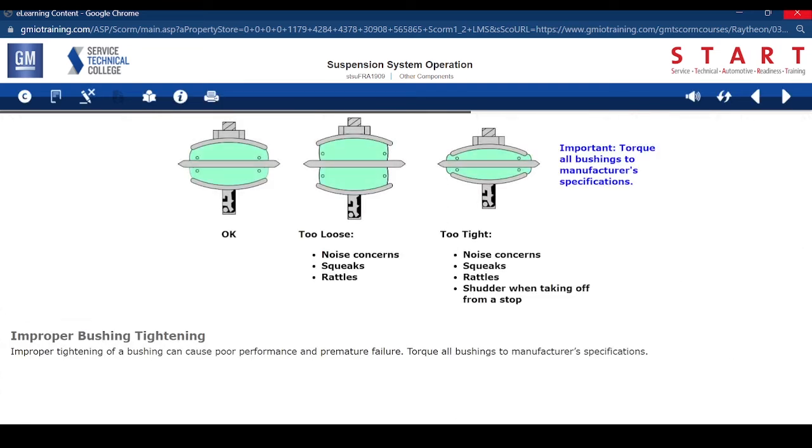Improper tightening of a bushing can cause poor performance and premature failure. Torque all bushings to manufacturer's specifications.